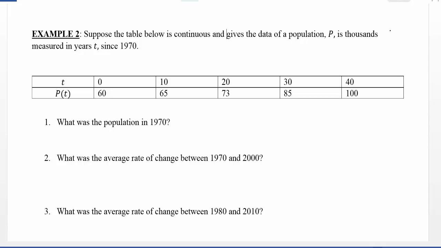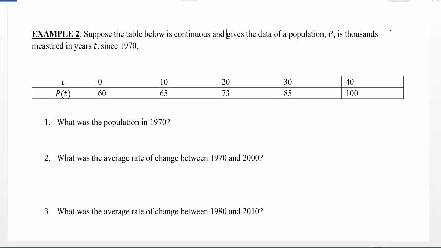So what that means here is that even though we don't know what's happening between the various t values, we know that they are connected in a continuous way. So if we want to talk about some of the various things on the table related to average rates of change, we want to go ahead and calculate that using the same formula. So there's 3 questions here regarding this table.